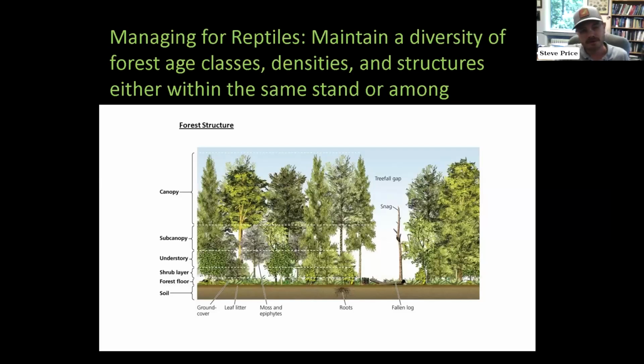But when you think about managing for snakes and lizards and sometimes turtles, it's really important to maintain a diversity of forest classes within an environment. You may have areas where there's snags or a disturbance in the forest. This allows for more solar penetration, and this allows for basking sites for these animals. So having diversity or heterogeneity in the forest is really important for these animals.